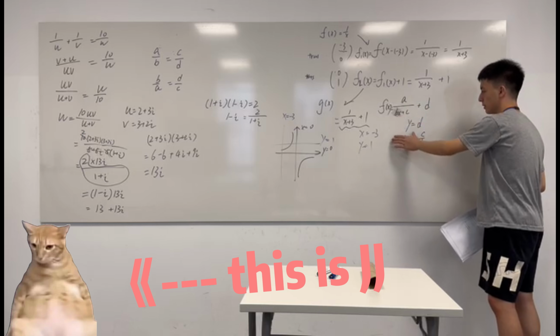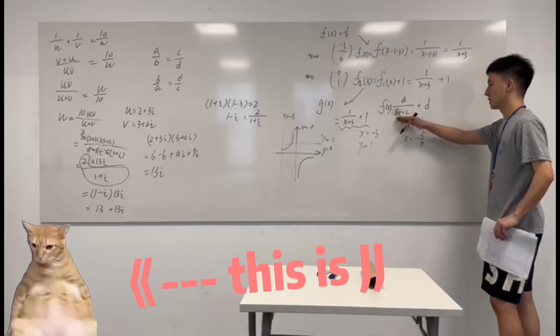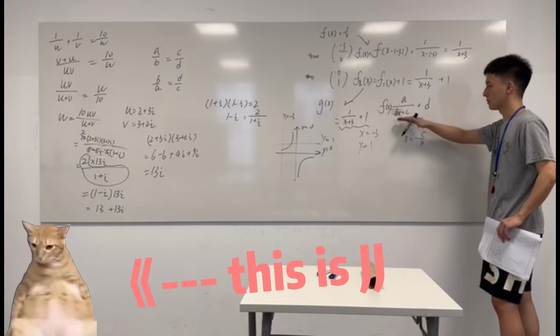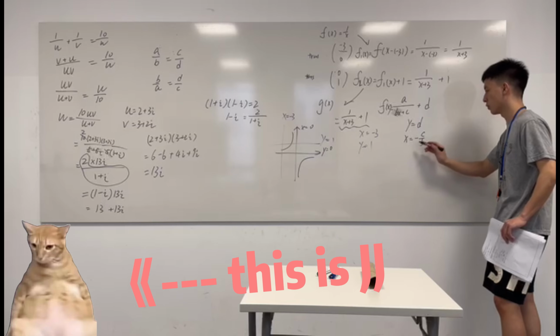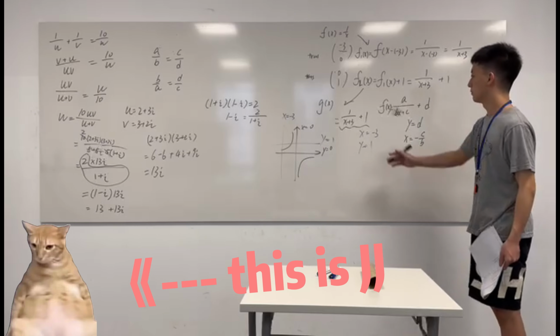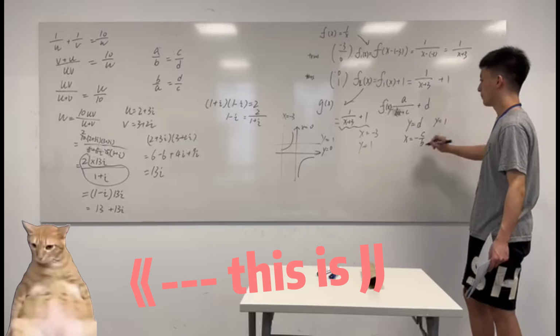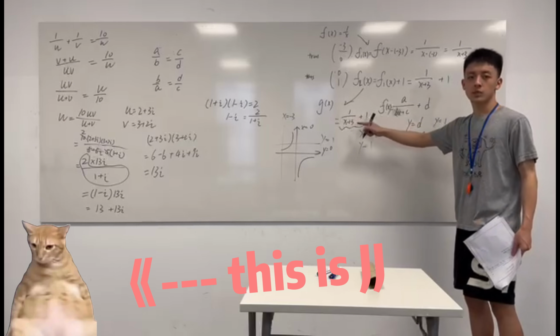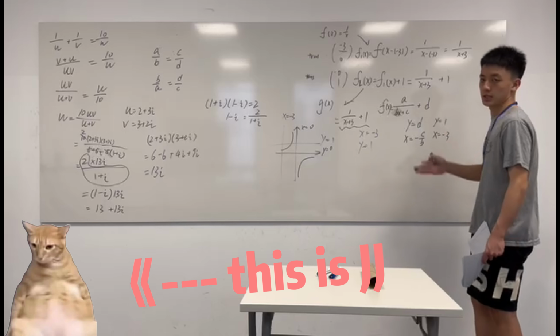And for the vertical one, we just let bx plus c equal to 0, because the thing at the bottom of a fraction cannot be 0. So we just let bx plus c equal to 0, then solve it, then we get x equal to negative c over b. So that's it. So we can get y equal 1. x plus 3 is equal to 0, so x equal to negative 3. That's it.